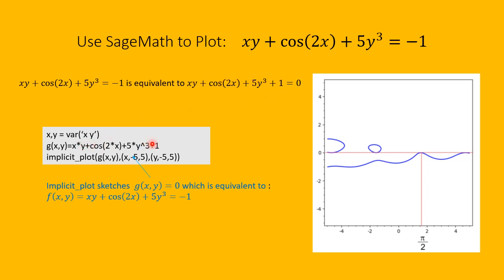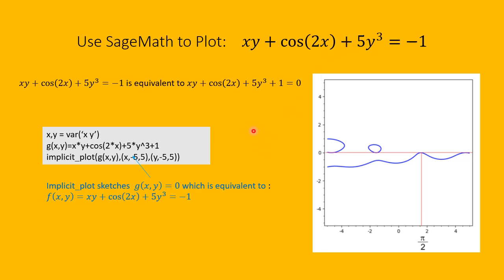This stuff plus 1, just as we had here. Then implicit plot, and then inside parentheses, g of x y, comma, x goes from minus 5 to 5, comma, y goes from minus 5 to 5, and an end parenthesis around the whole thing. This implicit plot command is going to sketch the graph of g of x y equals 0, which is equivalent to this equation up here, which is equivalent to this equation up here.